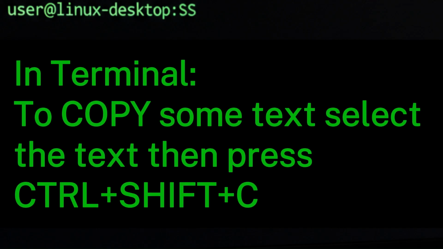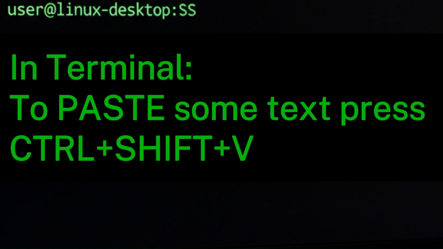In terminal, if you want to copy, you select some text, then you hit Control plus Shift plus C at the same time on your keyboard, and that will copy the text into the clipboard. Now to paste that text into the terminal, you hit Control plus Shift plus V at the same time, and it'll paste the text that's in the clipboard into your terminal.